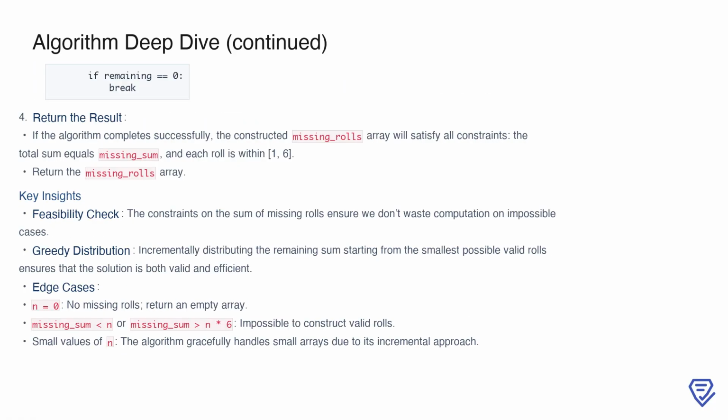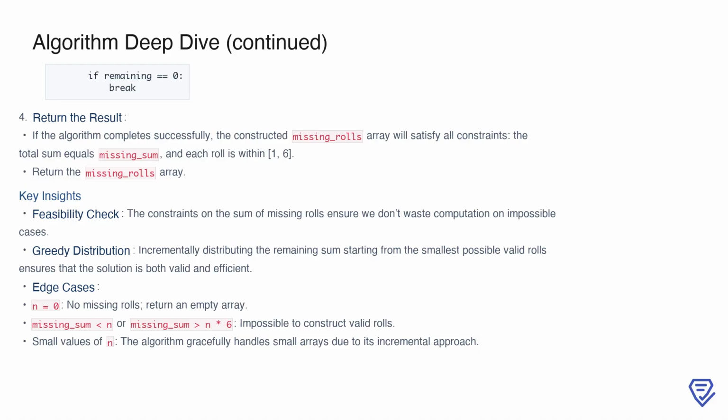To distribute the remaining sum, we iterate through the array of missing rolls. For each roll, we calculate the maximum possible increment that can be added without exceeding the value of 6. This increment is the smaller of the remaining sum or the maximum allowable increment, which is 5, since the roll is initialized to 1 and must not exceed 6. After adding the increment to the current roll, we update the remaining sum by subtracting the increment. If the remaining sum becomes 0, we terminate the loop early, as we've successfully distributed all of it.